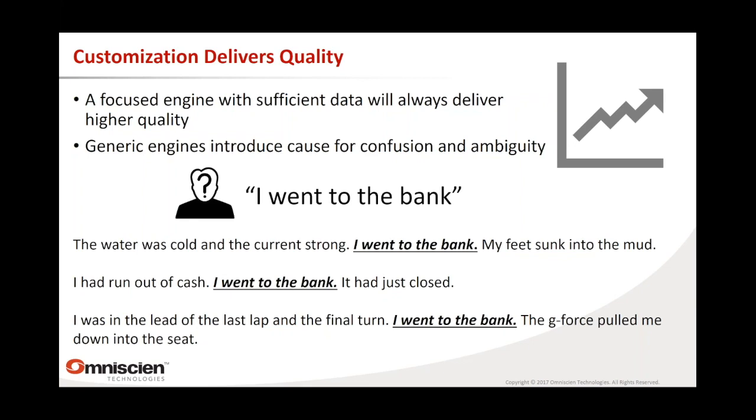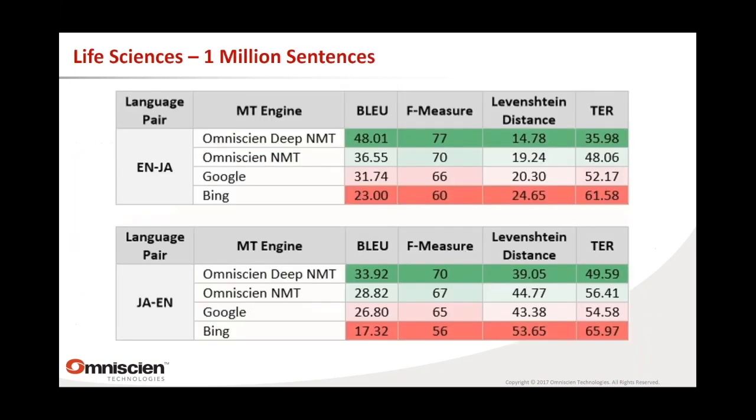The machine doesn't know that context. But when you customize, you can teach it the context of what you're planning to translate. And that's where a generic engine breaks down and a customized engine really makes a big difference.